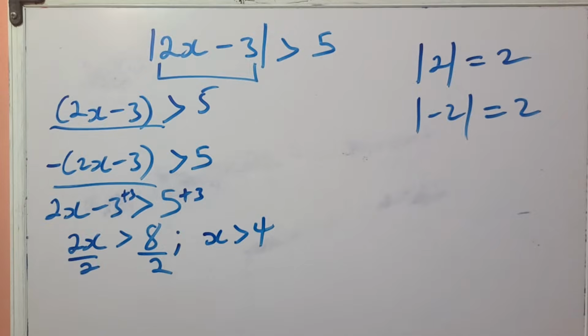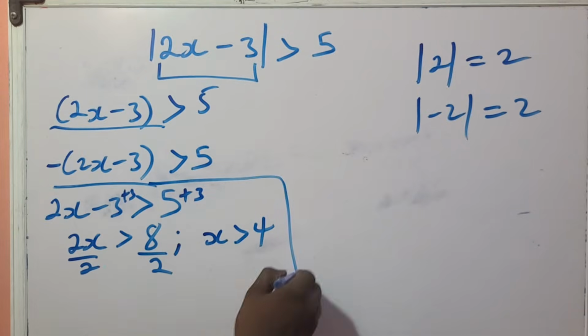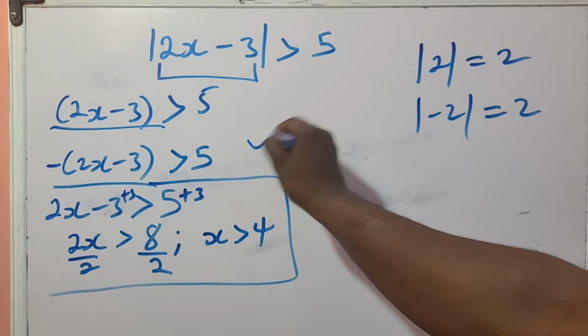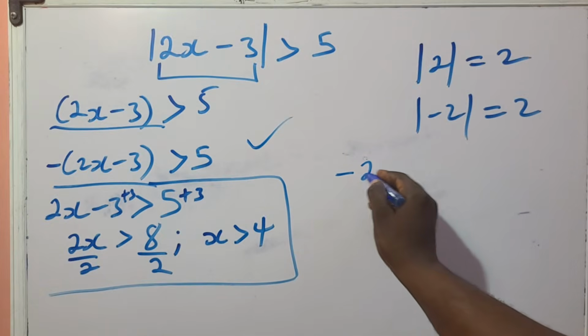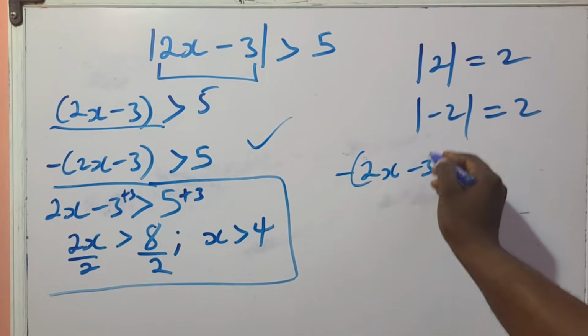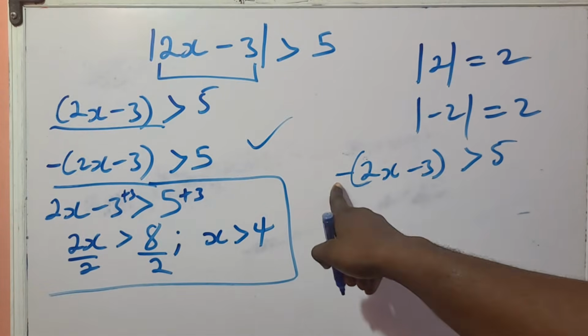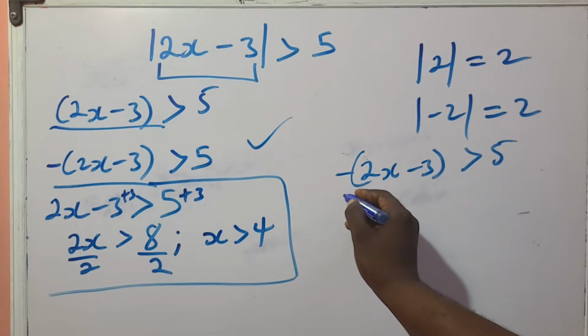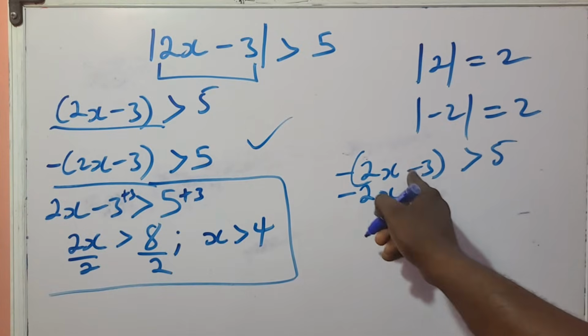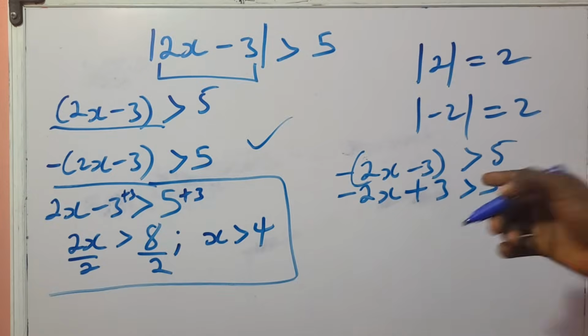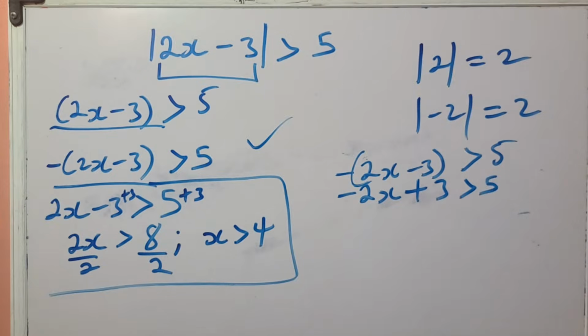All right. Now this is for the very first one. Let's solve for the other possibility we have here. This one right here. That's minus 2x minus 3 greater than 5. Looking at this, we have minus times 2x, that will be minus 2x, minus times minus 3, that will be plus 3 greater than 5. This is the other possibility when you are dealing with absolute value, as I explained earlier.